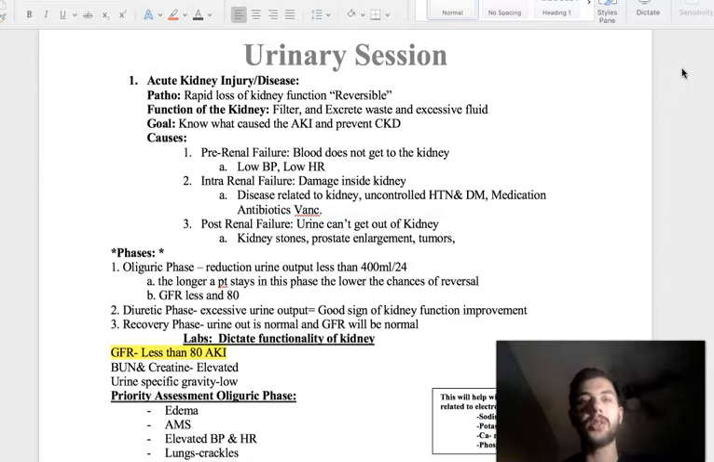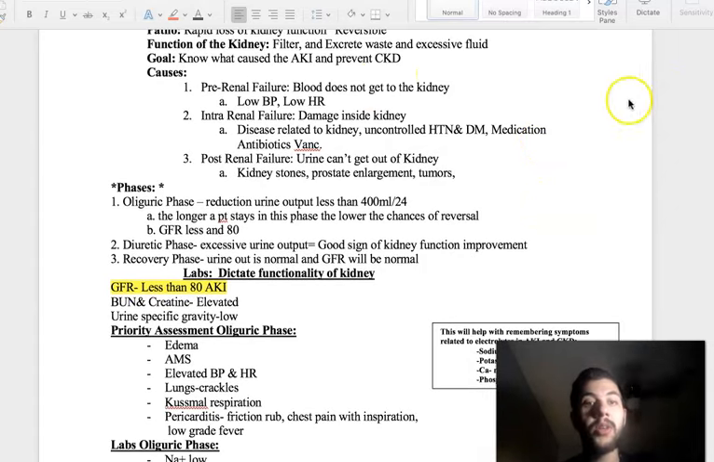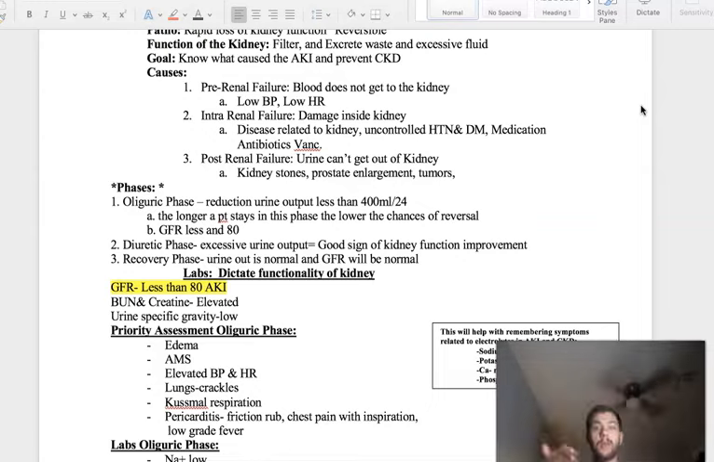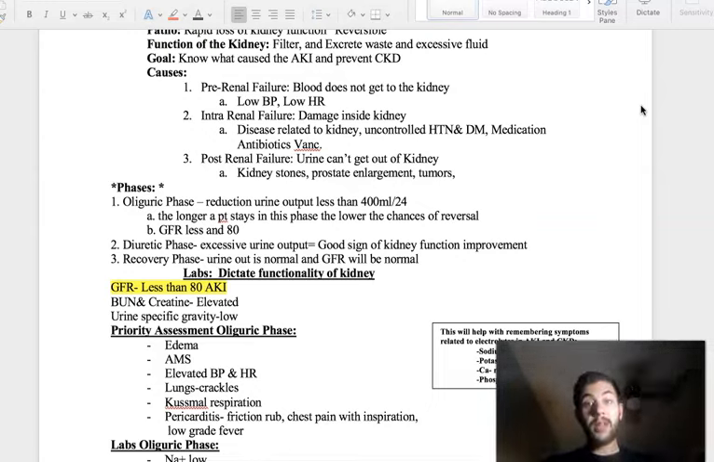Basically, it's a rapid loss of kidney function, but it is reversible, right? Because it's acute. The goal is to know what caused the AKI and to prevent chronic kidney disease. Causes could be pre-renal failure, intra-renal failure, and post-renal failure. Pre-renal failure is basically like a low BP or low heart rate, and the blood is not getting into the kidney. Intrarenal failure is damage inside the kidney, and post-renal failure is urine cannot get out of the kidney.